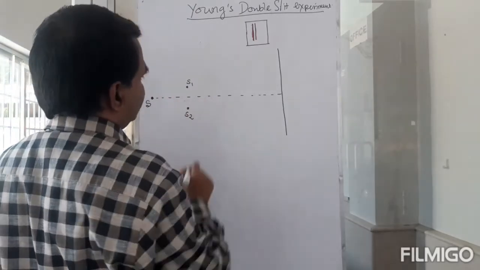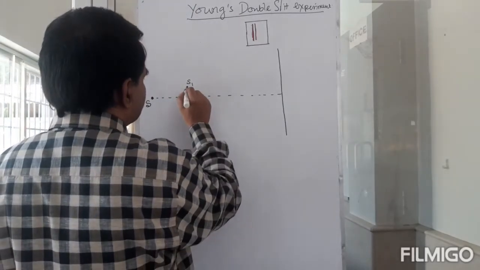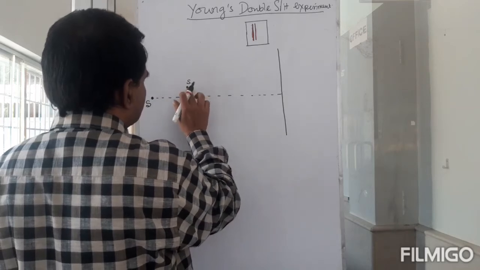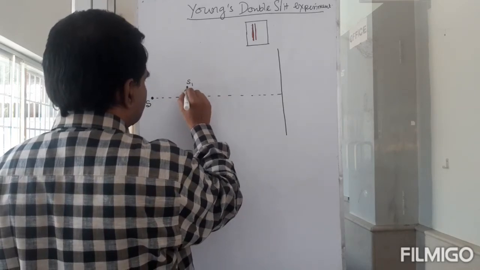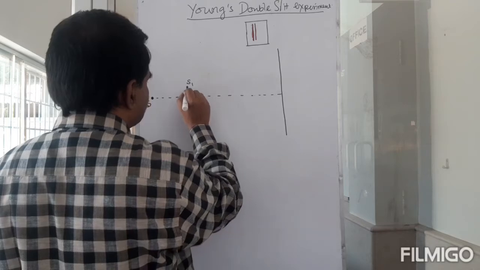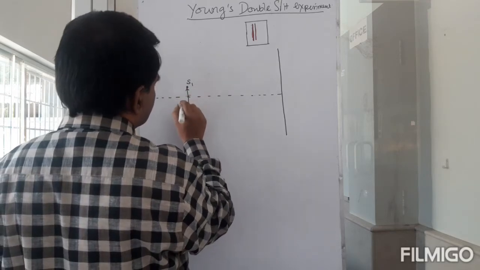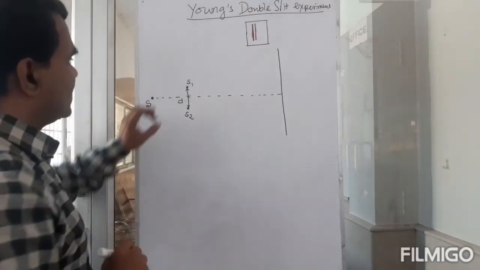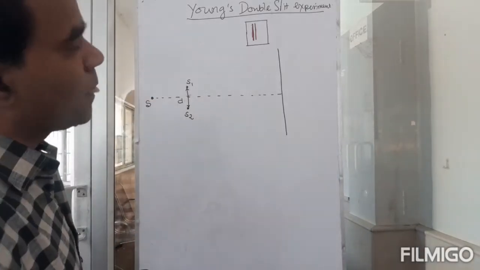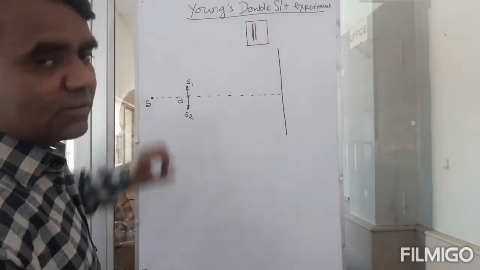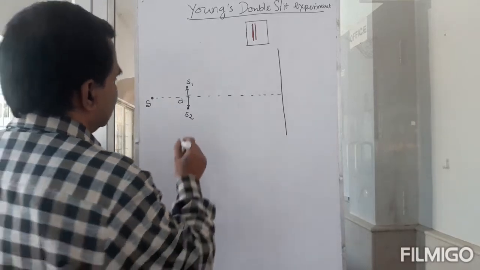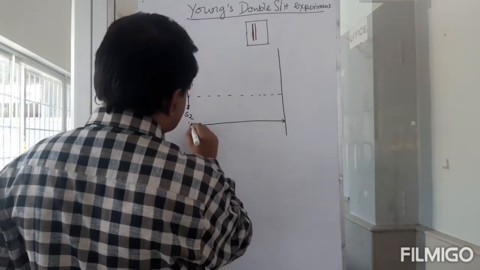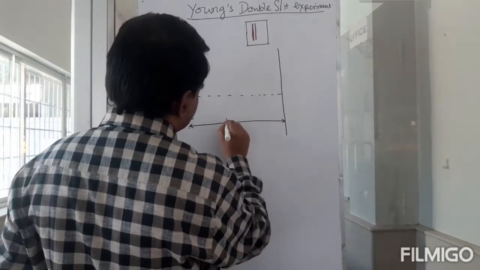So S1, S2. Okay, and you can say that, let's say, the distance between these 2 slits is d. Let d be the distance between these 2 slits, the spacing between the two slits. And let's say this distance, the distance between the slits and then the screen, is capital D.